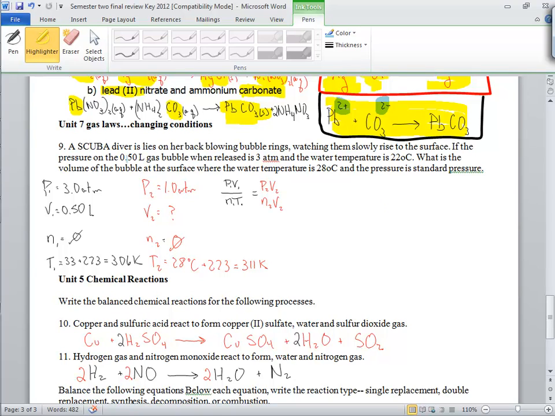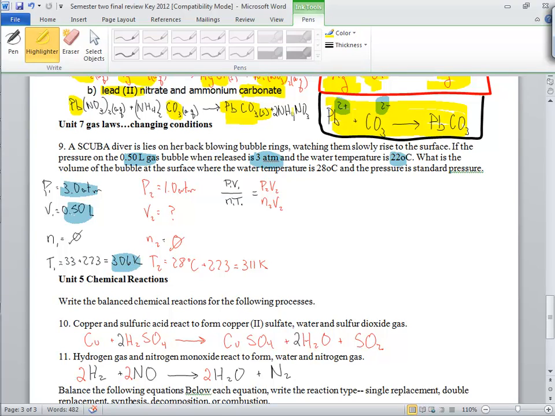Now, the volume to start with is 0.5 liters, and that's just a little puff of air. The pressure is 3 atmospheres, so they're down around 60 feet in the water. Nice crystal clear water, probably not anywhere close to Oak Harbor. And the temperature of that water, 22 degrees Celsius. So those are the initial conditions, the pressure, the volume, and the temperature that we've converted to Kelvin.